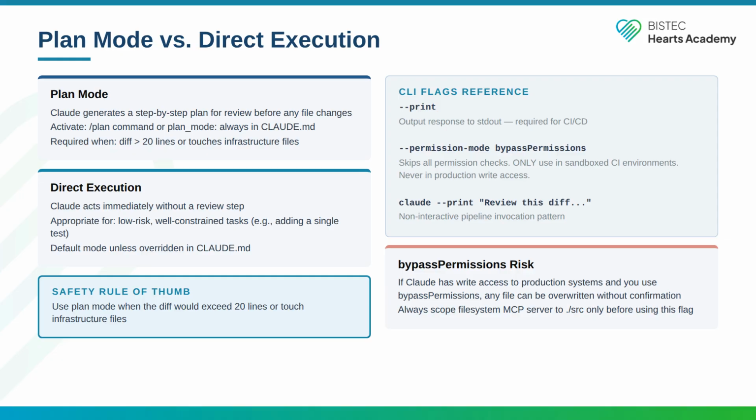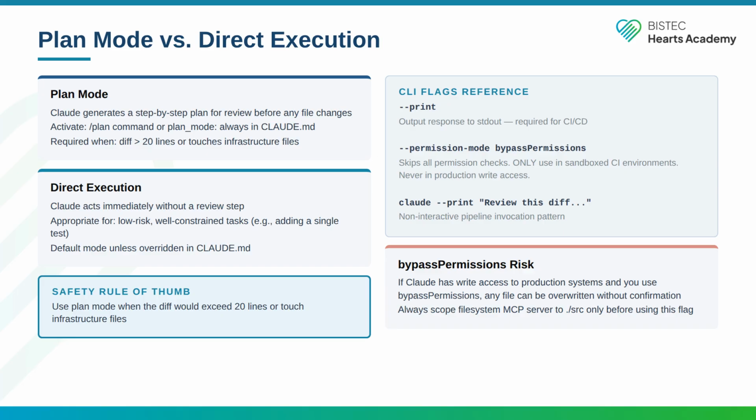Plan mode requires Claude to generate a step-by-step plan for your review before any file changes occur. Activate it with the plan command in an interactive session or set plan mode always in your CLAUDE.md. Use it when the diff would exceed 20 lines, when infrastructure files are involved, or when you're working in a high compliance service like payments. The payment service has plan mode always precisely because the cost of an unreviewed mistake is high.